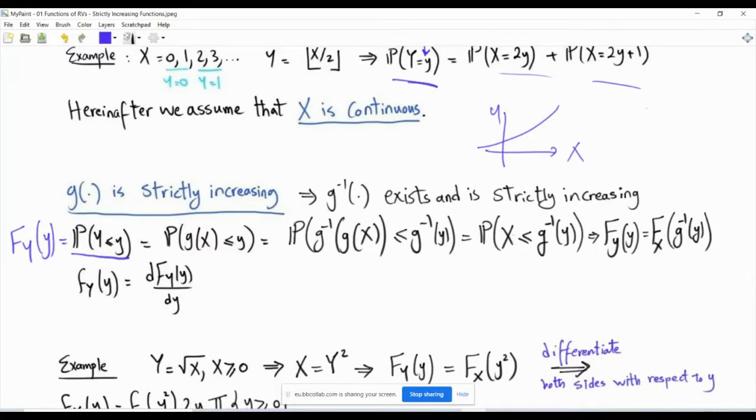Well, Y itself is g of X. It's a function g applied to X, and in our case here, it's a strictly increasing function. So it's the probability that g of X is less than or equal to small y. So we have an inequality here, an event, and we are interested in the probability of such an event.